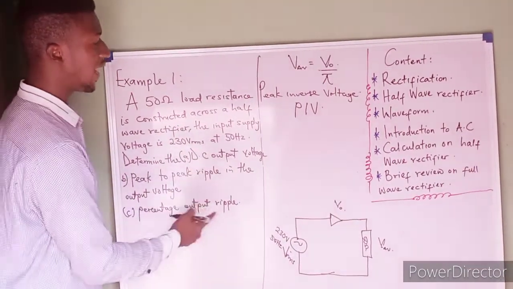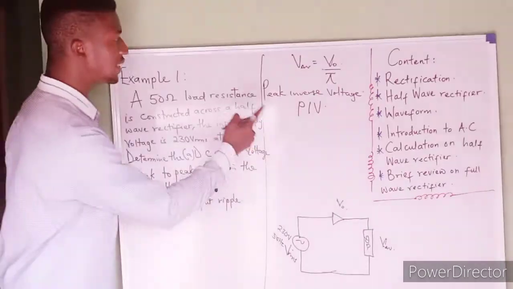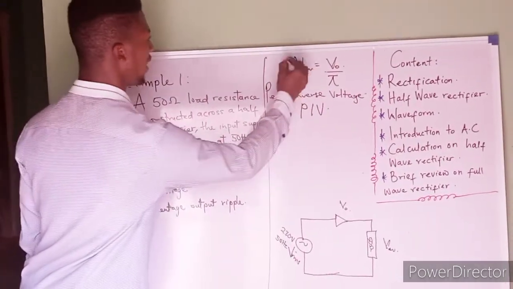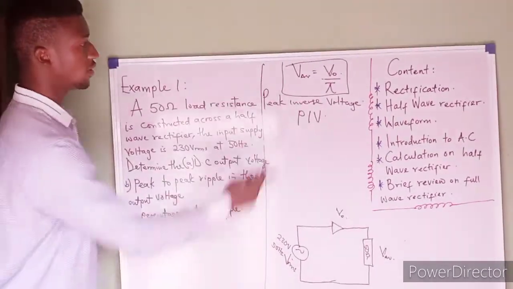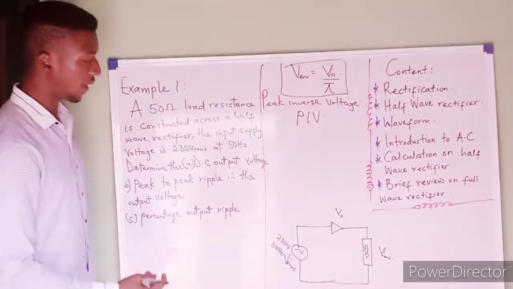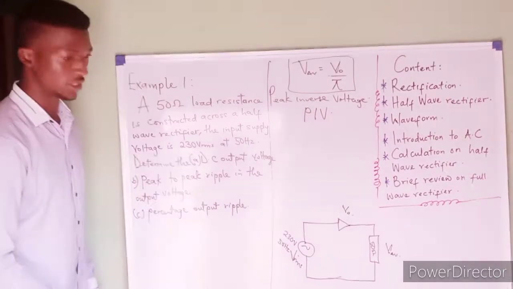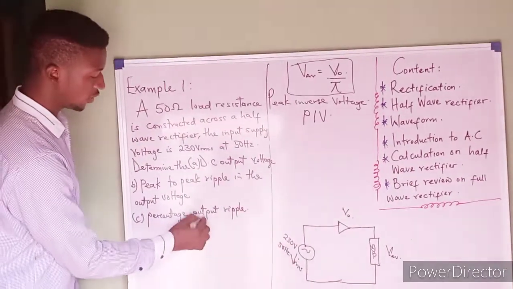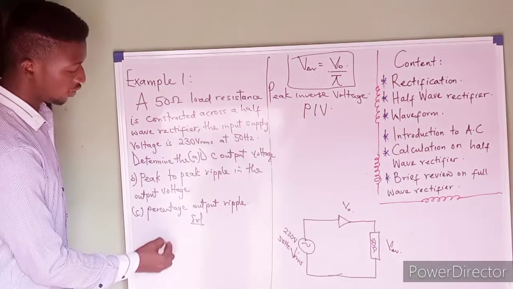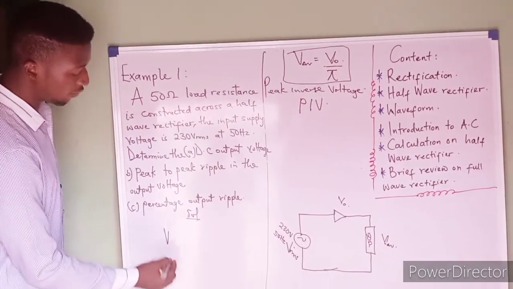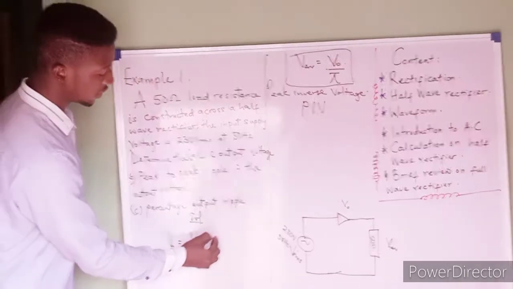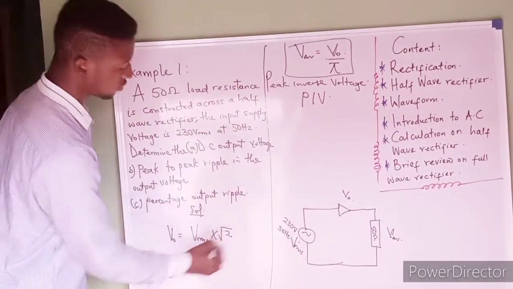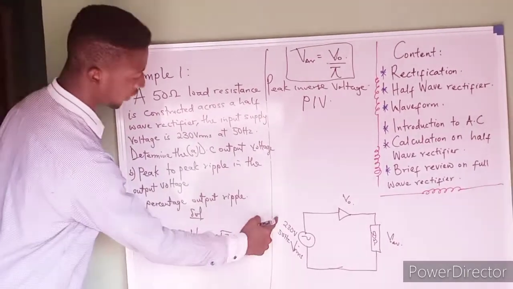We are to determine the output voltage. How do we determine output voltage? Don't forget, the output voltage is the average voltage, that is the peak voltage over pi. So we have to get the peak voltage. How do we get peak voltage? Remember, I've given you a formula that your peak voltage is equal to your root mean square voltage times root 2. So what is our root mean square? 230.